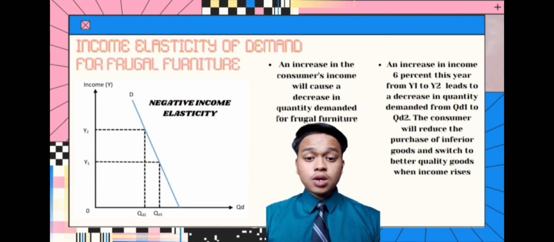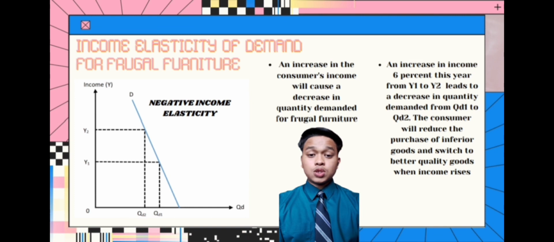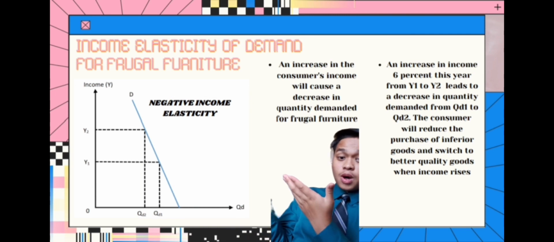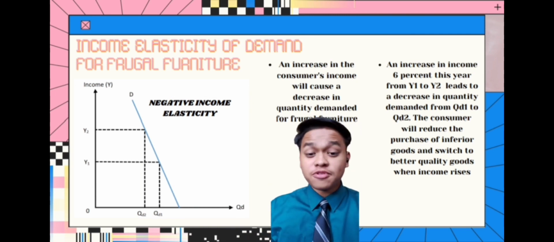The consumer will reduce the purchase of inferior goods and switch to better quality goods when income rises. So, we can see, based on the question, that the degree of responsiveness in income elasticity of demand for frugal furniture is negative income elasticity. So, this is the shape of the demand curve for frugal furniture.